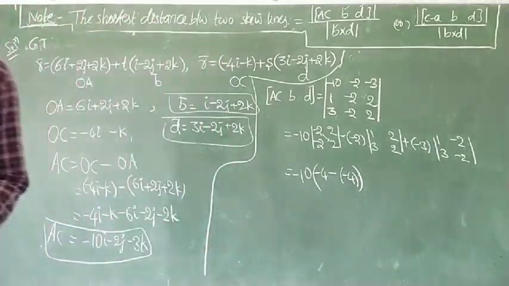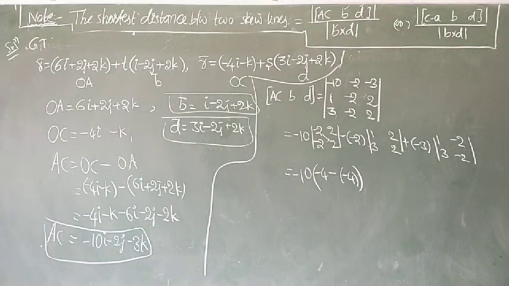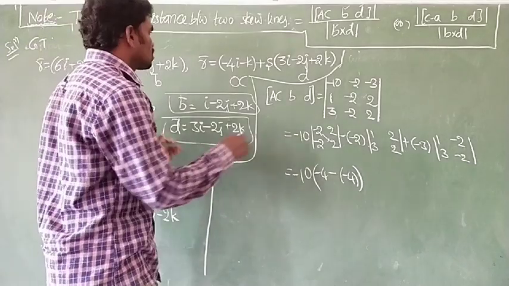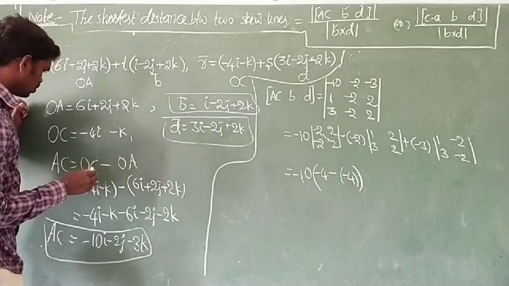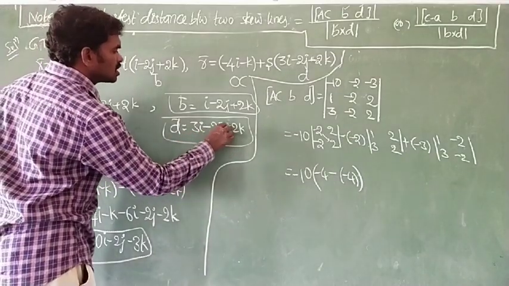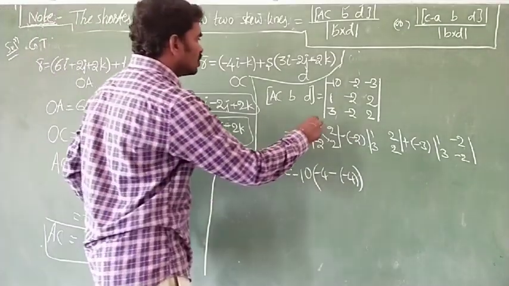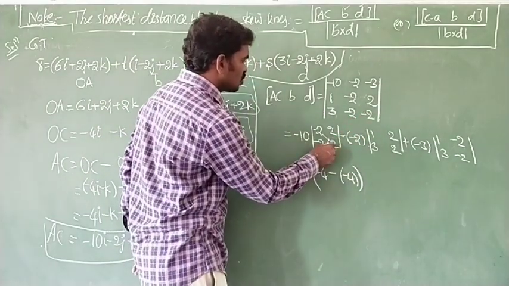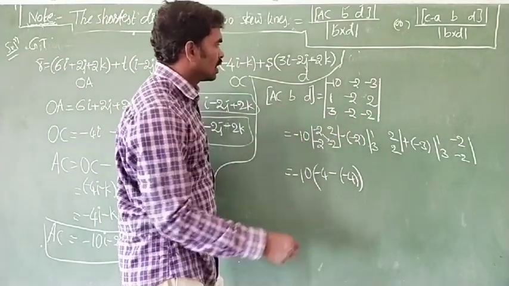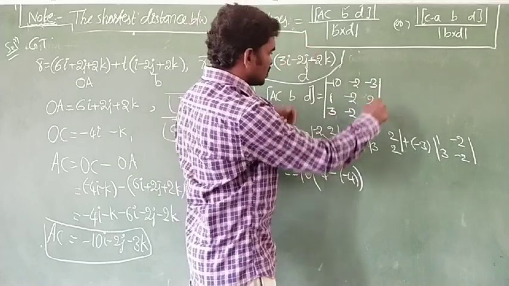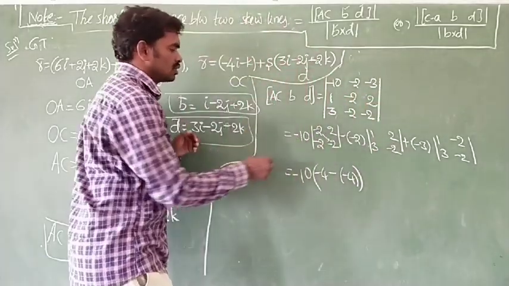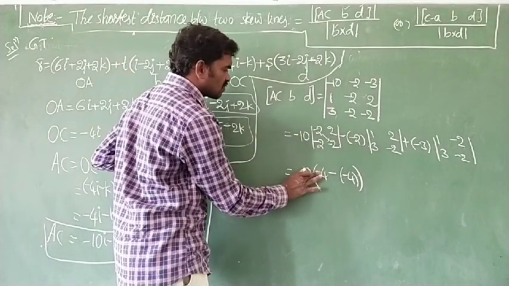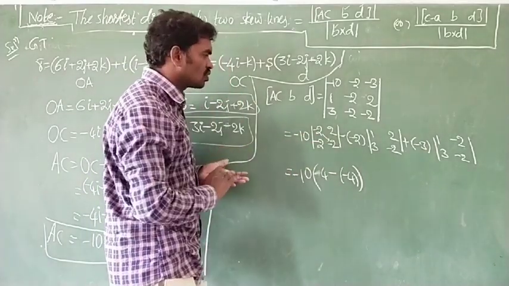See once again, check. Okay, I see a small mistake in the question. Sorry, this is minus 2k. So D, that is minus 2k. So D, yeah, this is minus 2. So this is minus 2. Next, this is also minus 2. Okay, clear. So now minus 2 into minus 2 plus 4. Then everything is right, no problem.